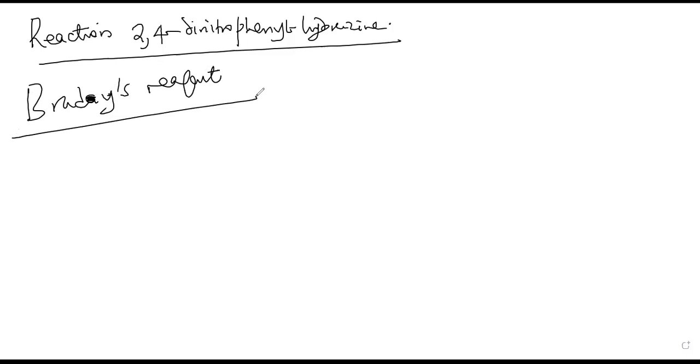Carbonyl compounds react with Brady's reagent to form carbonyl 2,4-dinitrophenylhydrazone, which is a yellow or orange precipitate. Therefore, this reagent, 2,4-dinitrophenylhydrazine, or Brady's reagent, is used to test for the carbonyl functional group. You need to note that.